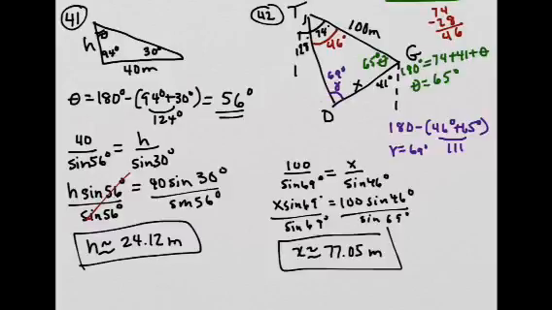Alright, so for 42, everything in black was given to you. So the 74 degree angle is the big angle right here. The outside angle is 28. So that means that the inside angle is 74 minus 28, which is 46. And then you know that these two lines are parallel. This is a transversal, so the interior same side angles add up to 180, are supplementary.